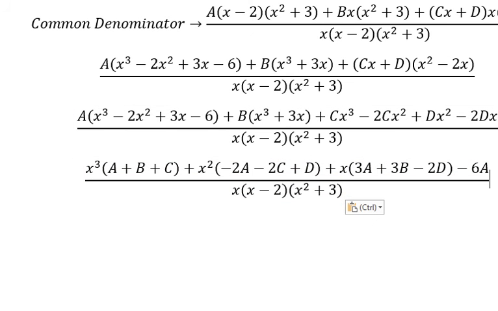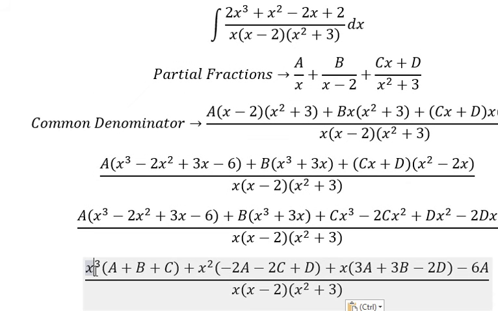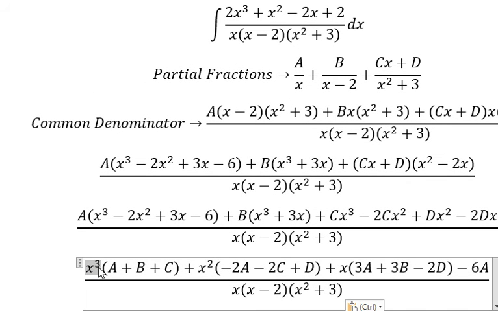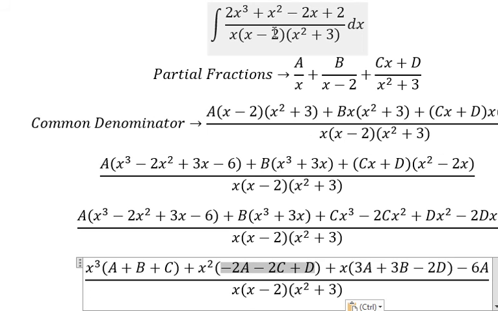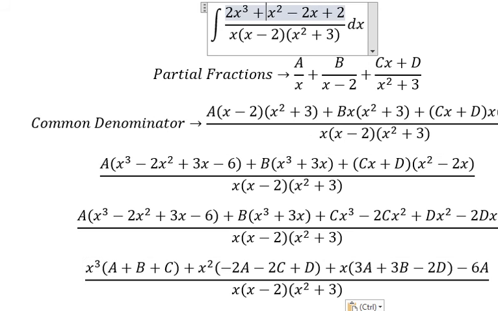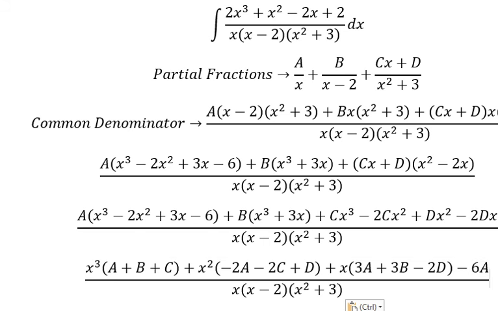Next, we need to compare coefficients. For s to the power of 3, we have 2 in here, so A plus B plus C equals 2. For s squared, this one equals 1, and this one equals negative 2. And the last one equals 2 in here.